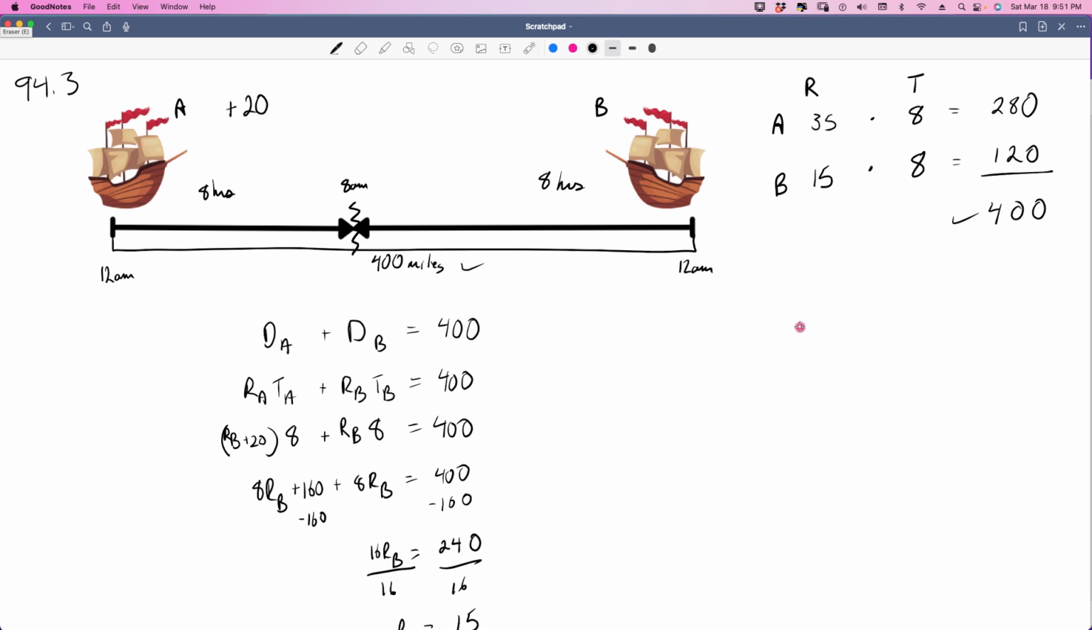So the distance checks out, and we have the distances, we have the speeds, and we have the times for both ship A and ship B, and how fast they traveled before they had the massive collision that sunk them into the depths of the ocean.